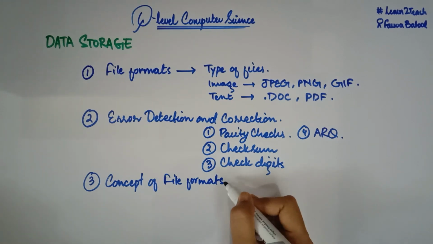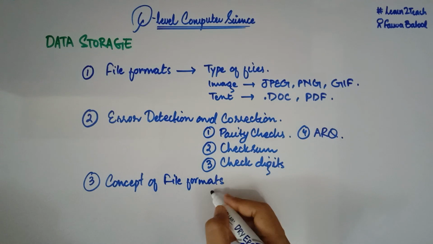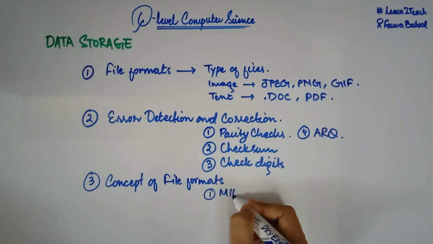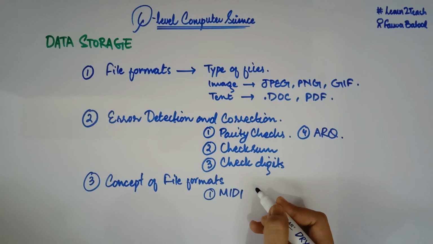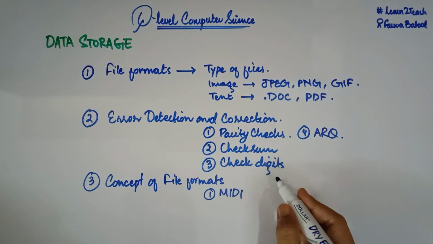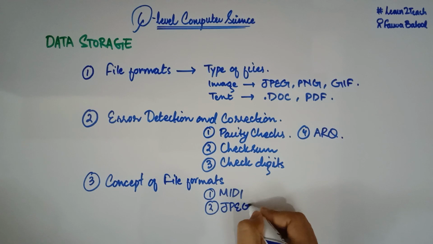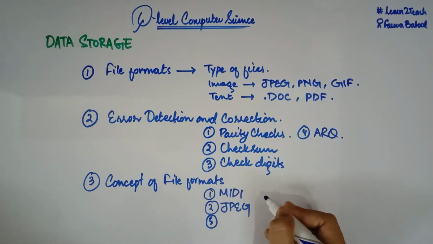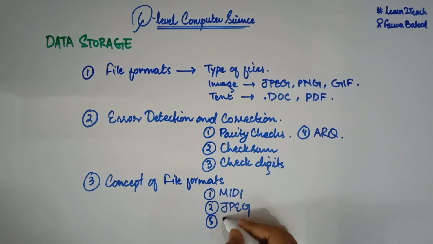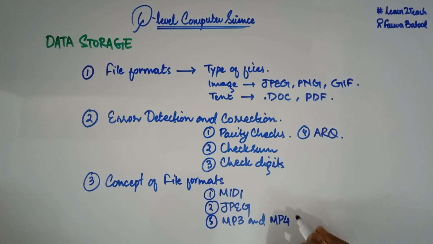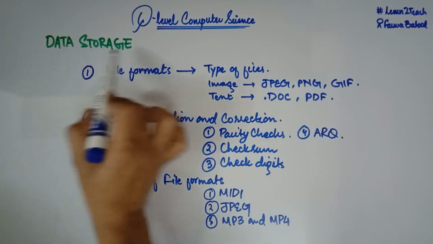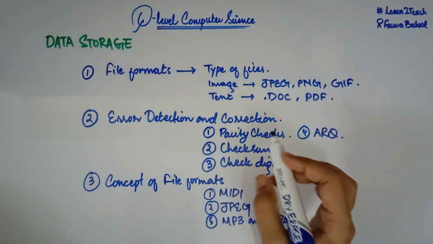Particularly, what types of file formats are we going to see? MIDI, that is also called musical instrument digital interface files. Then we have JPEG. The third one is MP3 and similarly MP4 files. So these are some of the file formats that we are going to study in this topic of data storage.